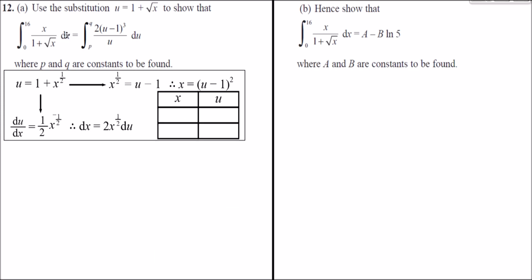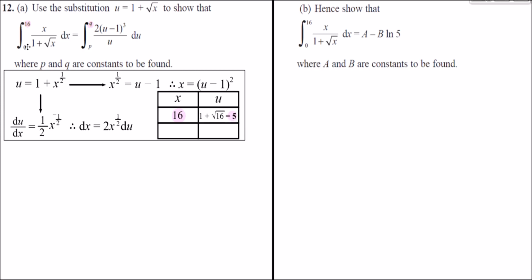So when x is equal to 16, which I'm going to highlight in pink, which is going to correspond to this pink q, when x is 16, the corresponding value of u will be 1 plus the square root of that 16. And the square root of 16, of course, is 4. So the corresponding u value for when x is equal to 16 will be 1 plus 4, which is just 5.